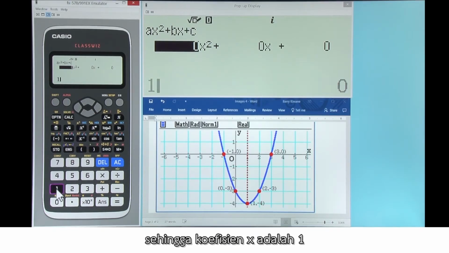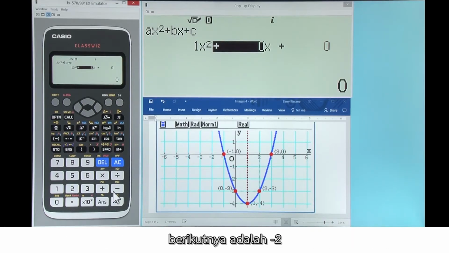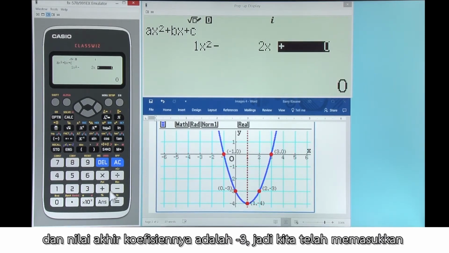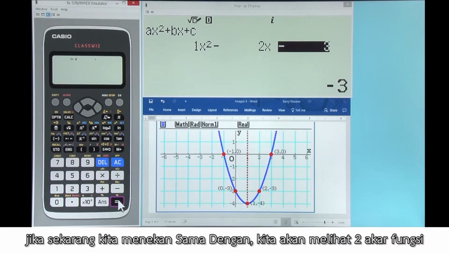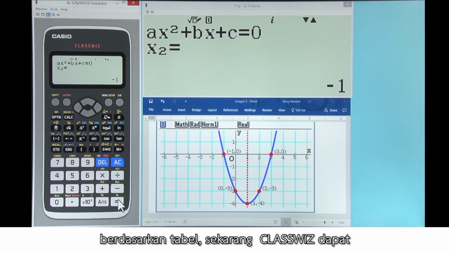So the coefficient of x squared is 1, I beg your pardon. The coefficient of the next one is negative 2, and the final value, the coefficient, is negative 3. And so we've entered the function into the ClassWiz. If we now tap equals, we'll see the two roots of the function. One of them when x is equal to 3, and one of them when x is equal to negative 1. We saw those from the table. The ClassWiz now is finding them automatically.